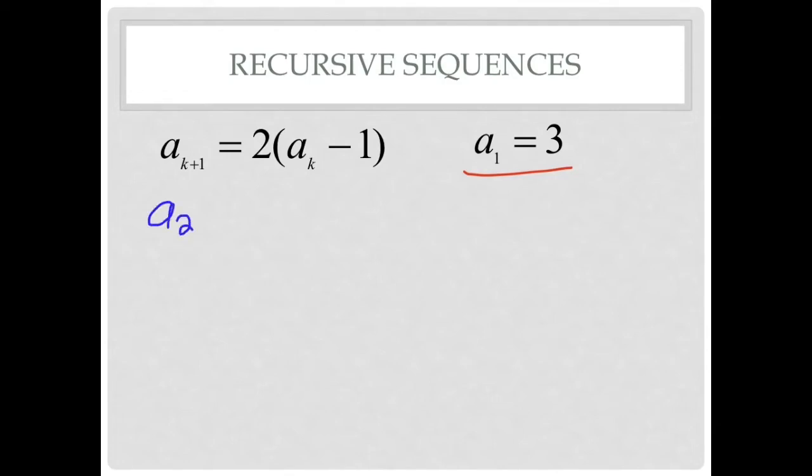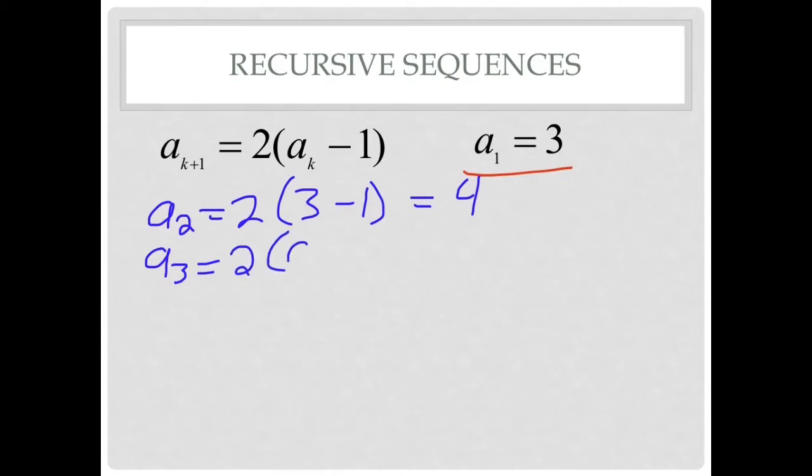Okay, so when finding my second term, it is based directly off of what my first term was. So I plug in 3, and I get 2 times 2, which is 4. If I wanted to then find my third term, it's based off of what my second term was, which is 2 times 4 minus 1, which is 2 times 3, or 6.